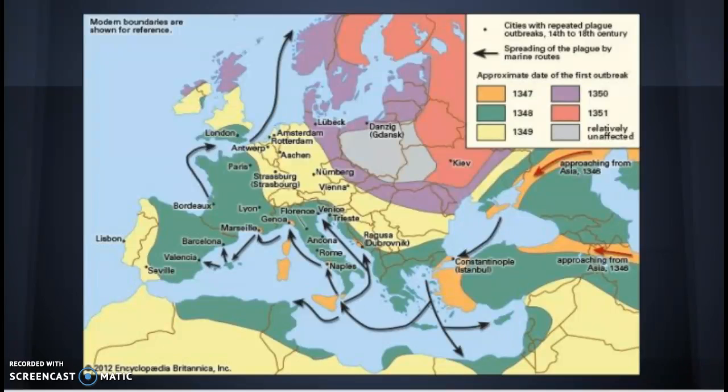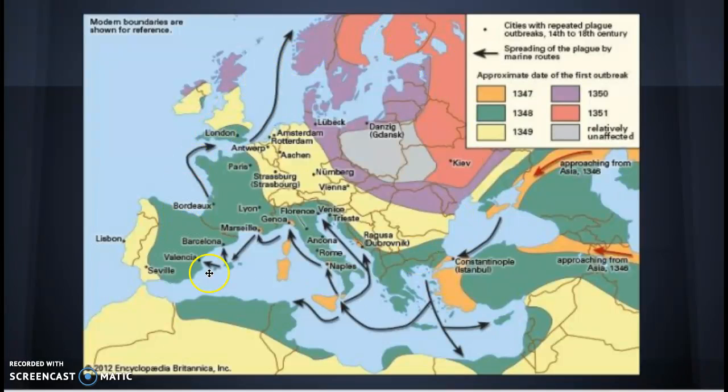But if you look at this map, you're really looking at the spread of the disease. Again, we come this way from Asia down to Sicily. And then you really have the spread going from these southern areas north in Europe, and you've also got the spread from the east into the west.